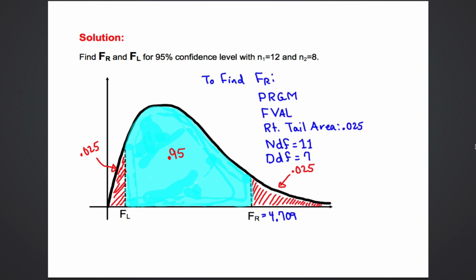To find FR, we use the program fval, and then we enter the right tail area of 0.025, the numerator degrees of freedom 11, and the denominator degrees of freedom 7. The calculator should give us a result of 4.709. We always keep 3 decimal places for these critical values.